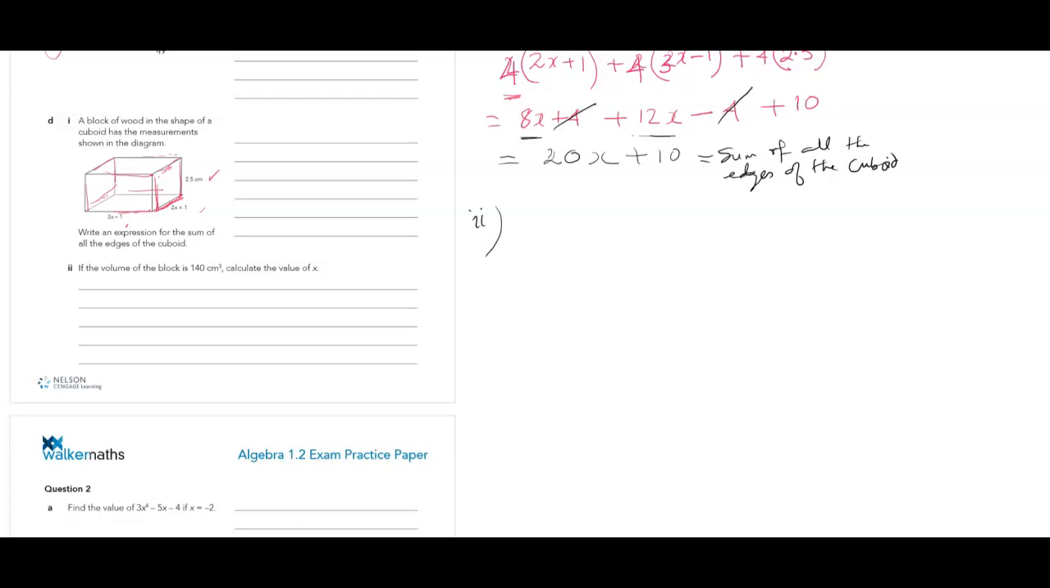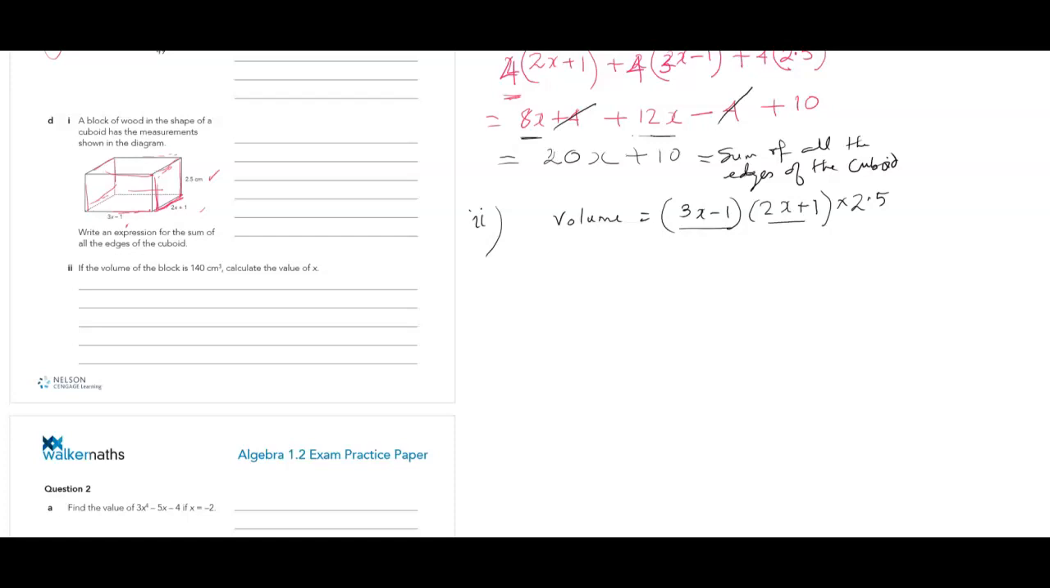If the volume of the block is 140 cubic centimeters, calculate the value of x. So now I have to take the volume of this, which is 3x minus 1, times 2x plus 1, times 2.5. Okay, now I have to do the expanding.